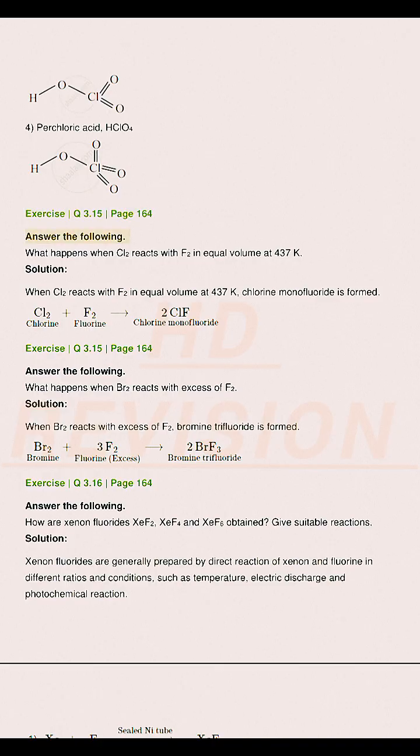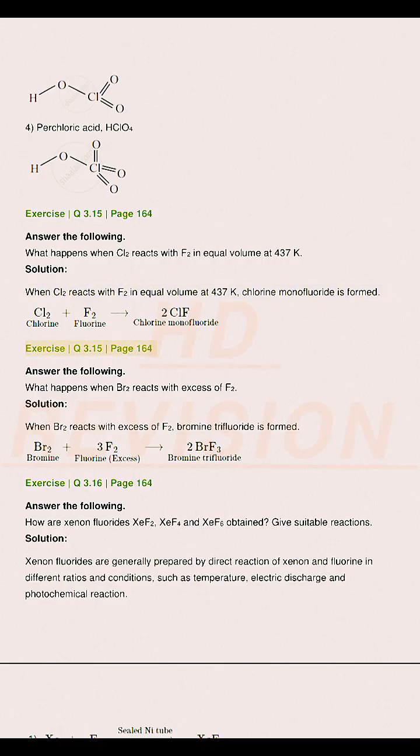Exercise Q3.15, page 164. Answer the following. What happens when Cl2 reacts with F2 in equal volume at 437 K? Solution. When Cl2 reacts with F2 in equal volume at 437 K, chlorine monofluoride is formed.